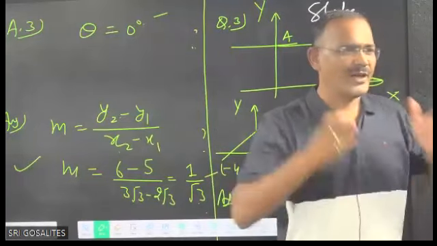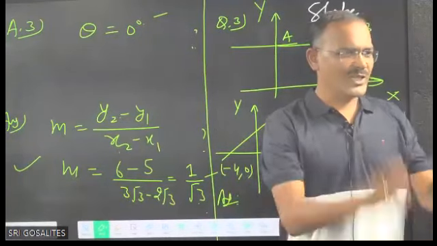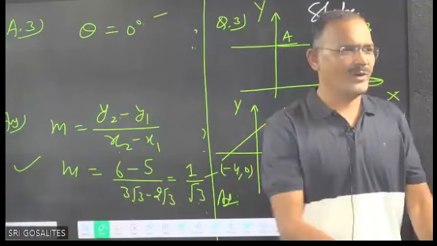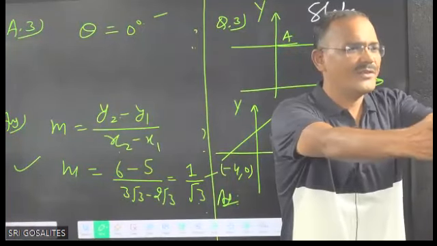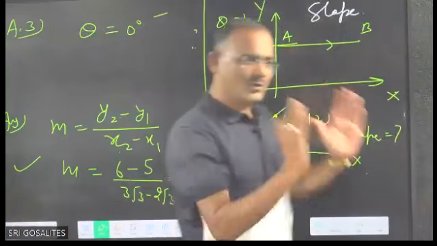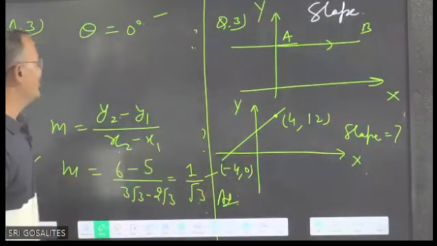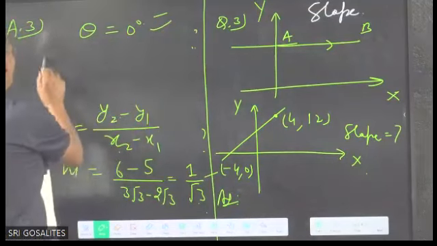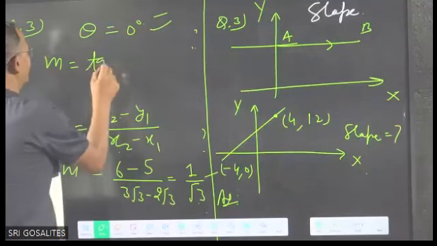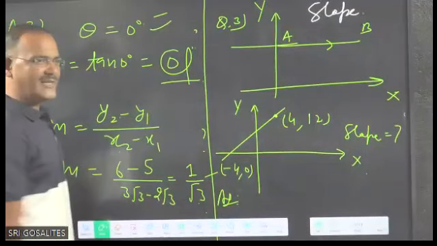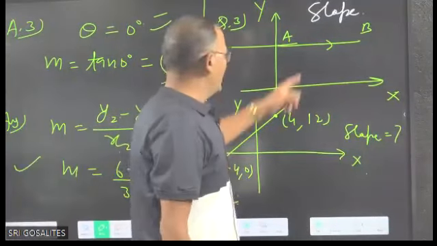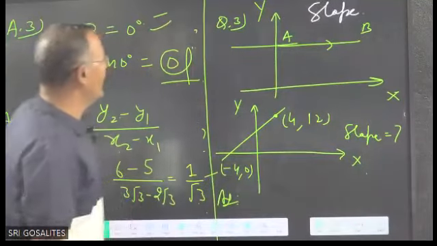Bachcho, have you seen the two railway tracks? They are moving parallel to each other. Have you seen the banks of river? They will move parallel. What is the angle between them? 0. They will move, but they will not meet. Okay, theta is 0. So what is the slope? Come on. Tan 0 is 0. That's the answer. Any problem? Copy it. Come on.